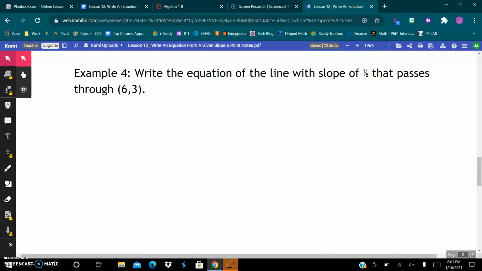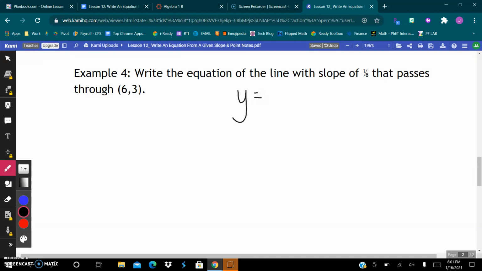And for example 4, write the equation of the line with a slope of 1/6 that passes through the point 6,3. So this time we have a slope with a fraction. So let's plug in what we know. Our y value is 3. Our slope, m, is 1/6. X is 6, so I'm going to make that into a fraction since I have to multiply it by a fraction. Remember, making a whole number, we just put a 1 underneath.